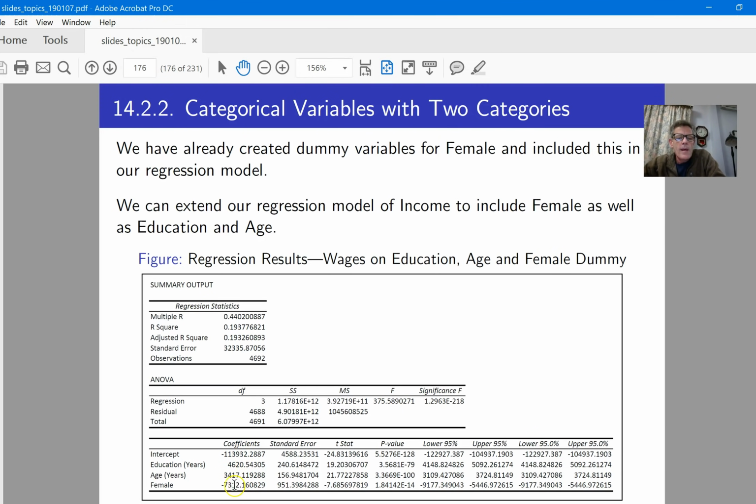And then we put that in our model. And this coefficient here now tells us what would be the difference in income between females and males on average, and it's $7,300, for two people with the same level of education and the same age.